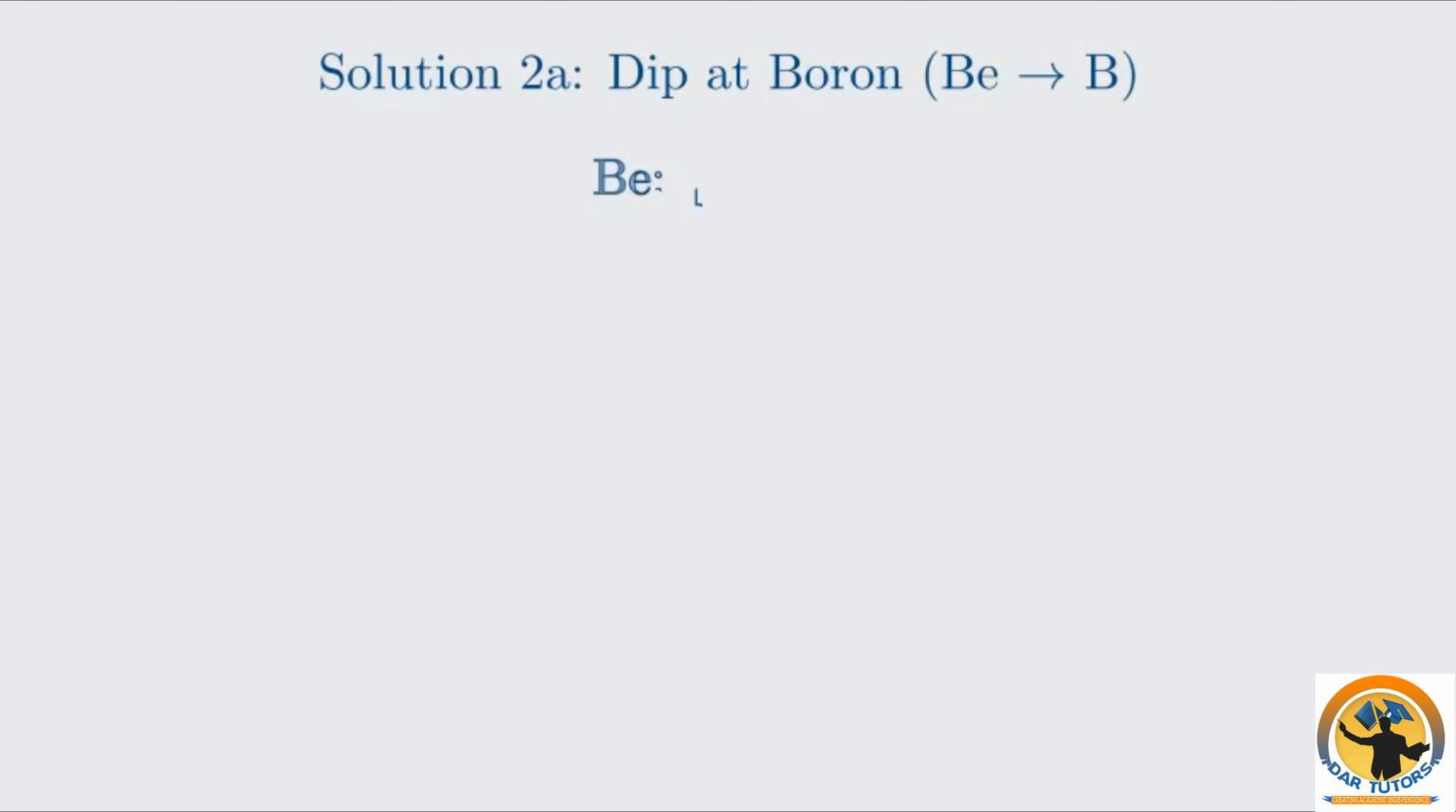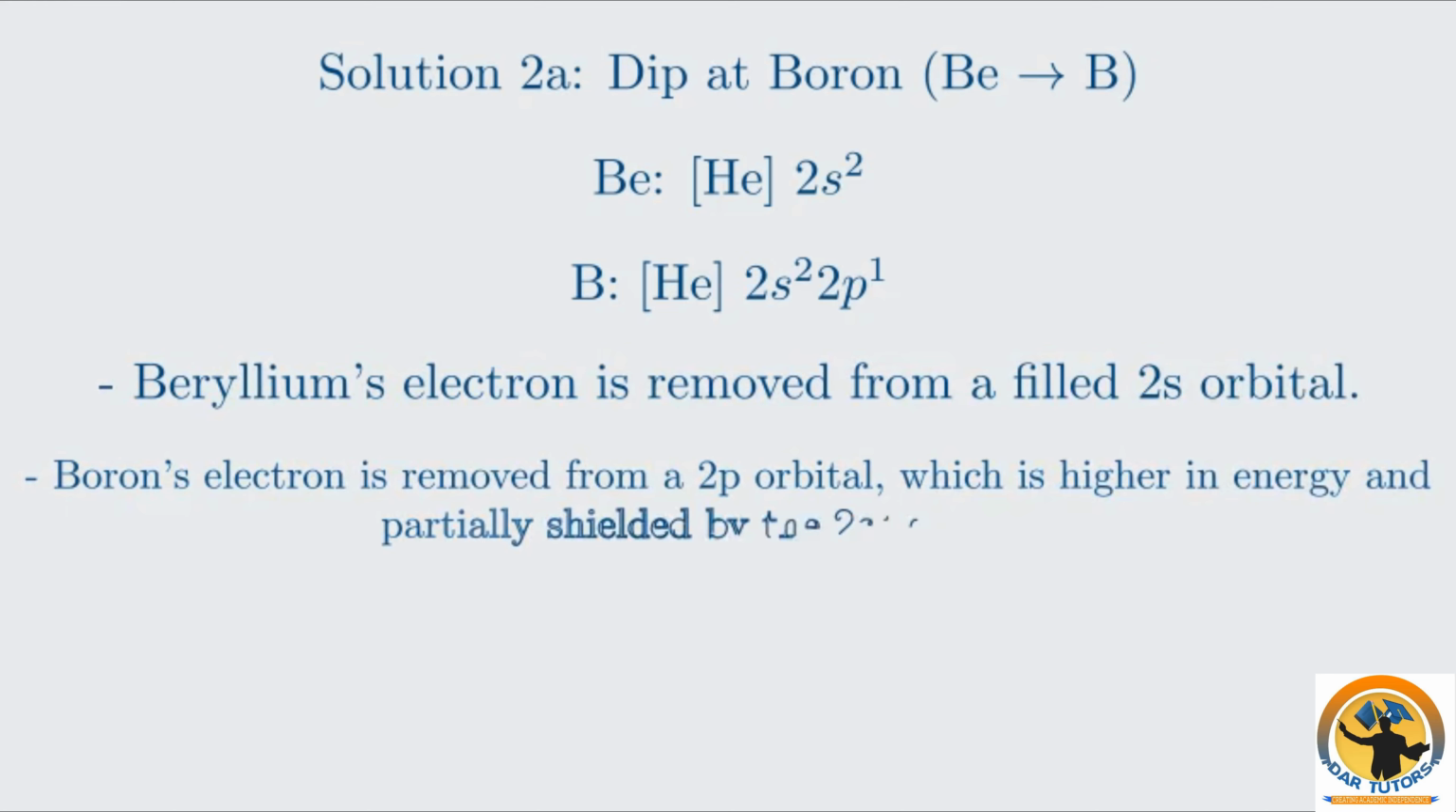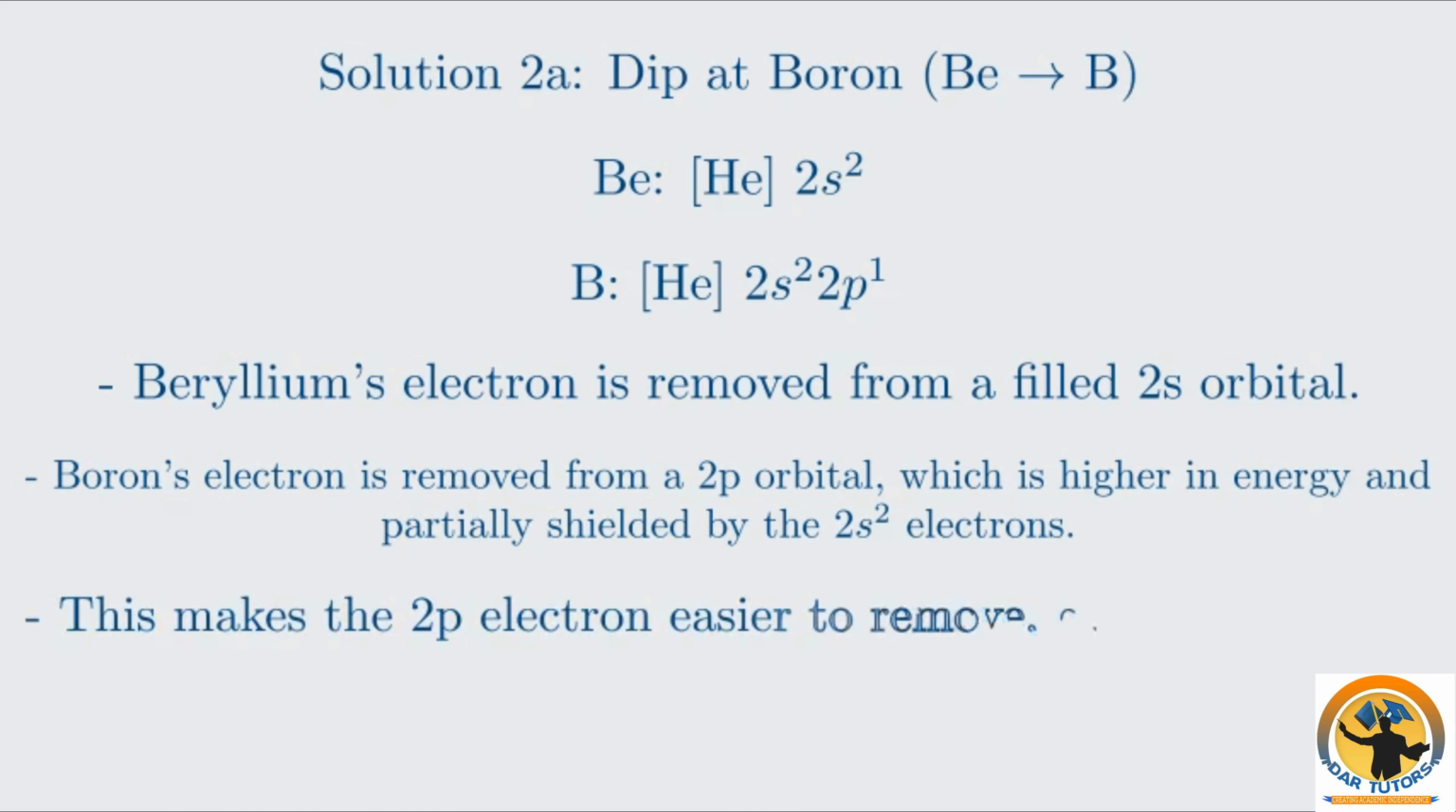First, for the drop at boron, we compare its configuration, helium 2s² 2p¹, with beryllium's, helium 2s². The electron being removed from boron is in a 2p orbital, while from beryllium it's in a 2s orbital. Electrons in 2p orbitals are, on average, further from the nucleus and partially shielded by the filled 2s orbital. This makes the 2p electron easier to remove, so boron's ionization energy is lower.